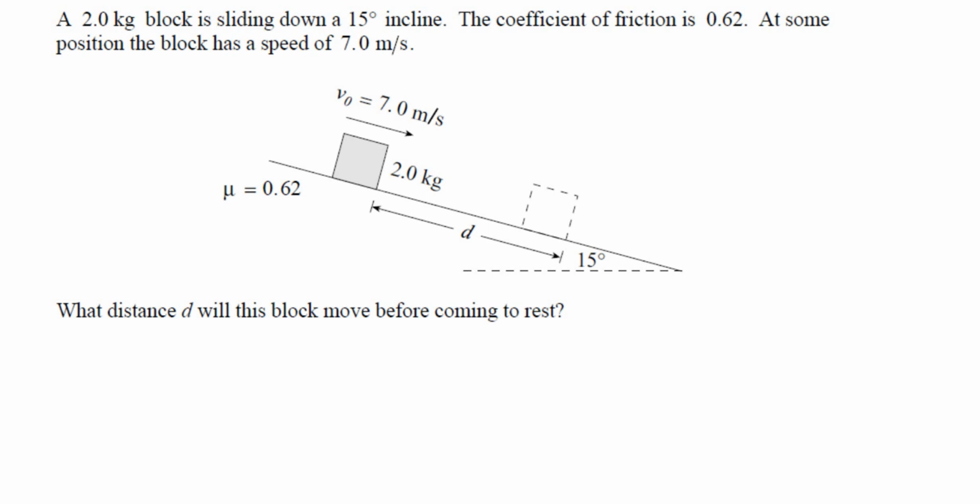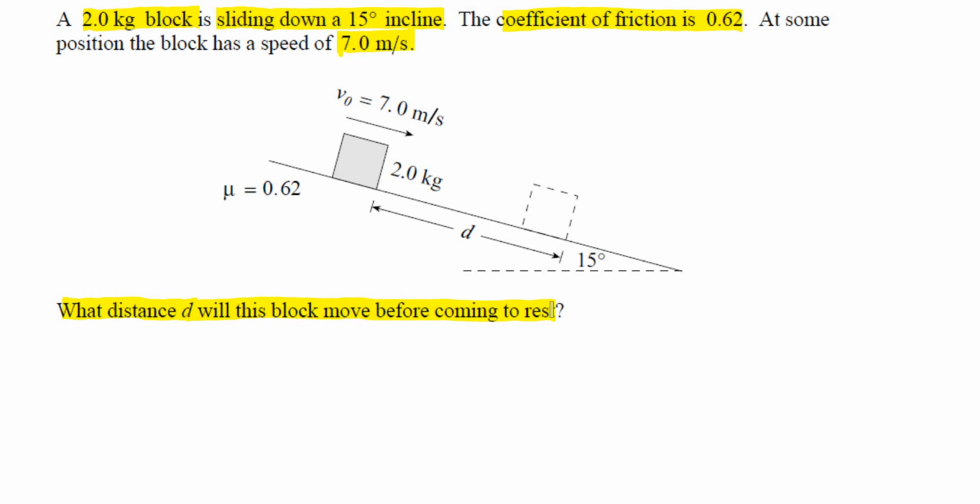In this next problem, we have another interesting incline problem, and this time we're given a 2 kilogram block that's on the incline, and it's sliding down at an angle of 15 degrees, and the coefficient of friction is 0.62 for this problem. At some position, the block has a speed of 7.0 meters per second, and we want to find the distance d that the block will travel before coming to rest. Okay, so there's a lot going on in this particular problem.